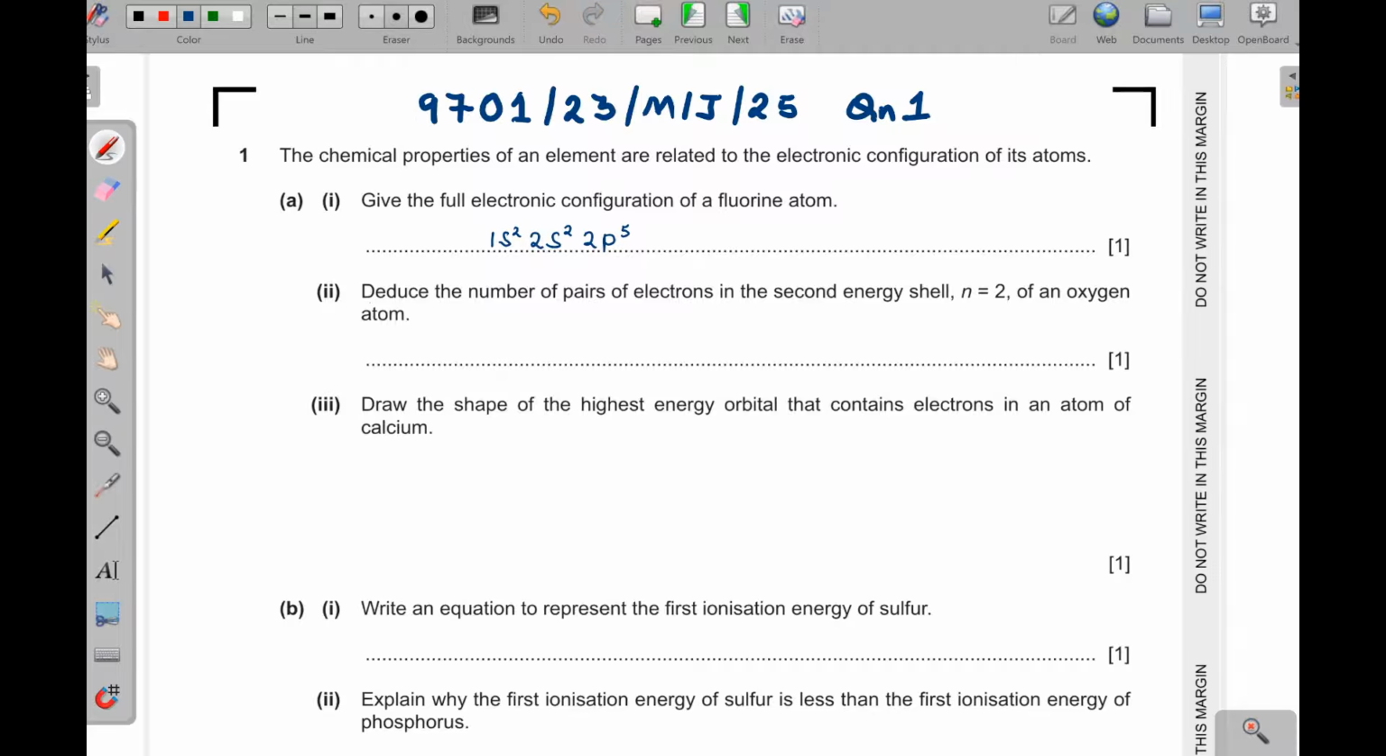Then Roman 2, deduce the number of pairs of electrons in the second energy shell n is equal to 2 of an oxygen atom. Now remember, oxygen is in position 8. So its electronic configuration is 1s2, 2s2, then 2p. This one will be what? Will be 2p4. Yes. So you can see the principal quantum shell number 2, we look at 2s2 and then 2p4.